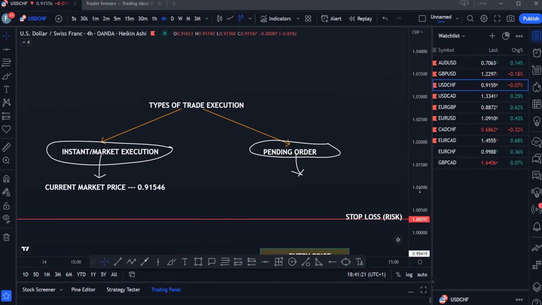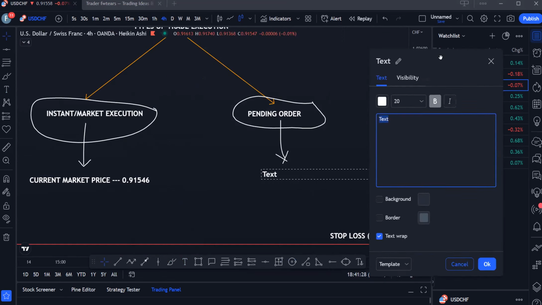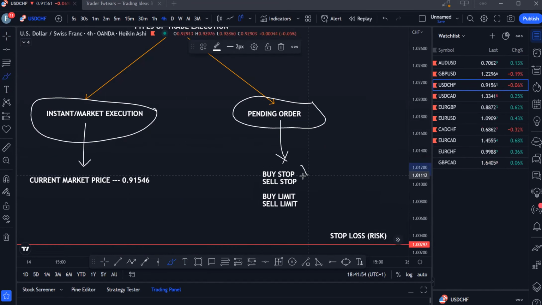For pending orders, here's what we have. We have 4 major types of pending orders: a buy stop, a sell stop, a buy limit, and a sell limit. To help you understand this very easily, let's categorize this. You have stop orders, and then you have limit orders.